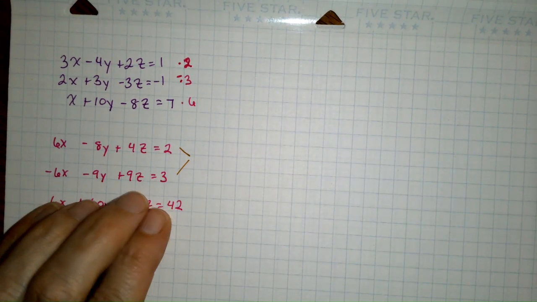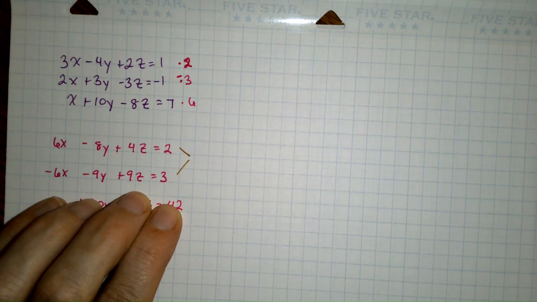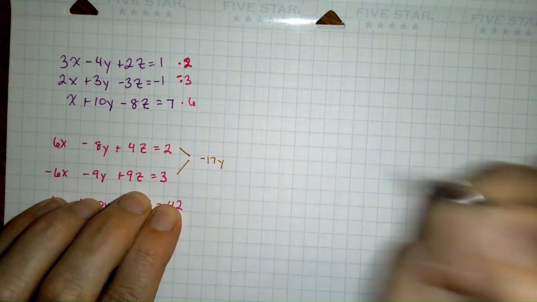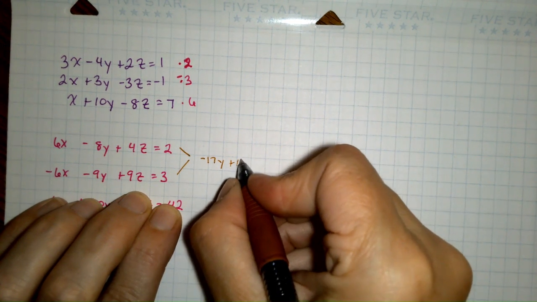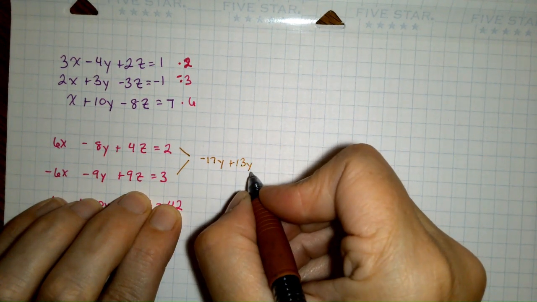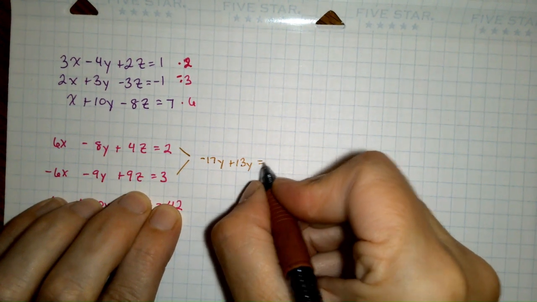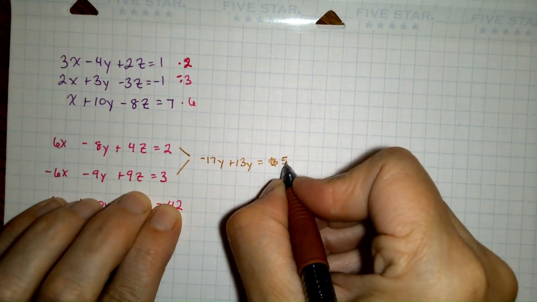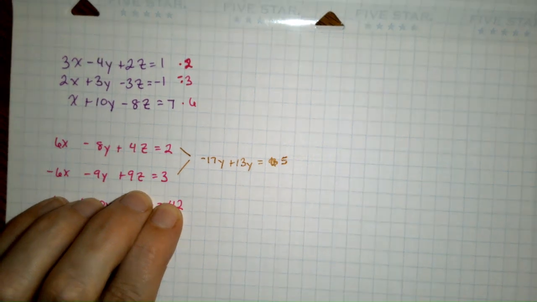All right, so in this first round, the x's are getting eliminated, so 6 plus negative 6 definitely goes away. Negative 8 plus negative 9 is negative 17. 4 plus 9 is positive 13, and 2 plus 3 is 5. I multiplied. That's actually a common thing I see happen with students.